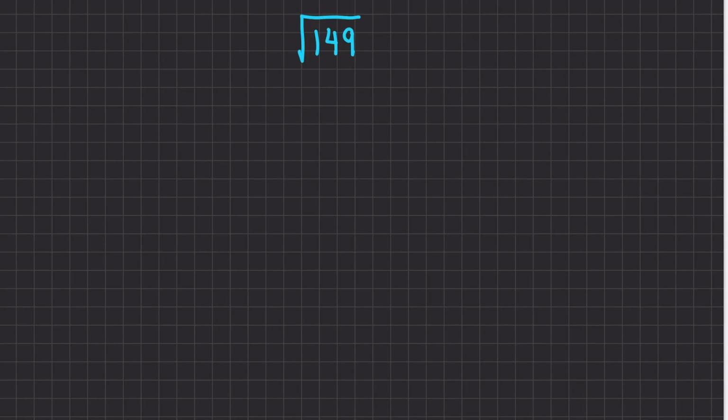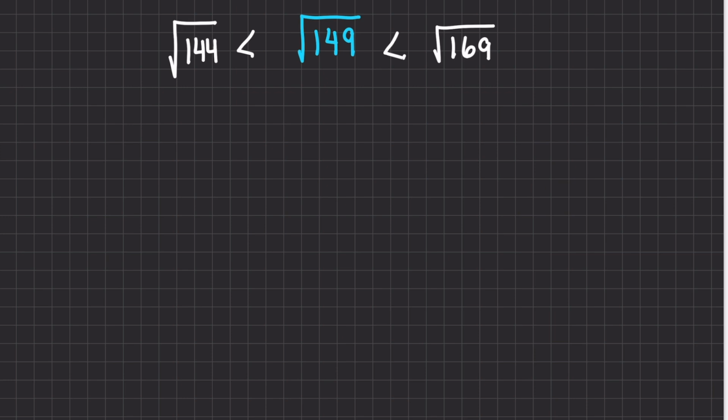Let's take a look at the square root of 149. The first thing that we want to do when we see something like this is figure out what the nearest perfect squares are, both below the number that we are given and above the number that we are given. So if we are looking at the square root of 149, the closest lower number is 144, and the closest higher number that is a perfect square is 169.